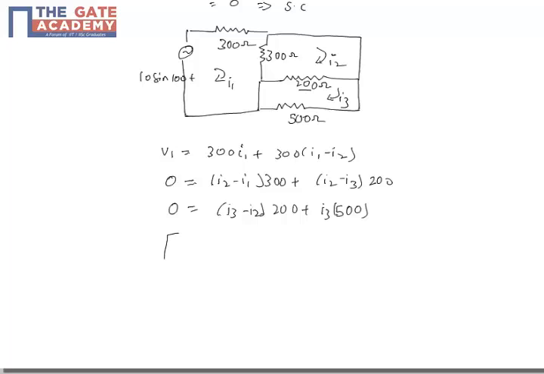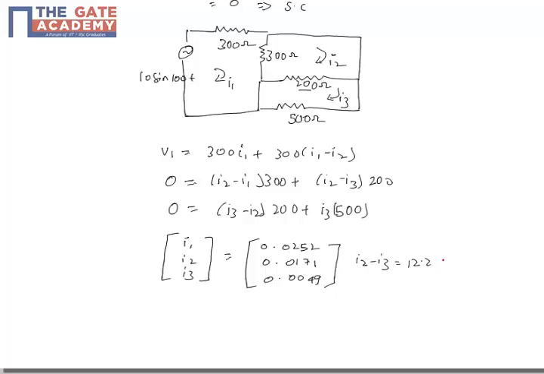Now this I will write in matrix form: I1, I2, I3 is equal to, and now solving for I1, I2 and I3, we will get I1 is equal to 0.0252, I2 equal to 0.0171, and then I3 is equal to 0.0049. Since the current across this 200 ohms resistor is I2 minus I3, from here it will be 12.2 milliamps.